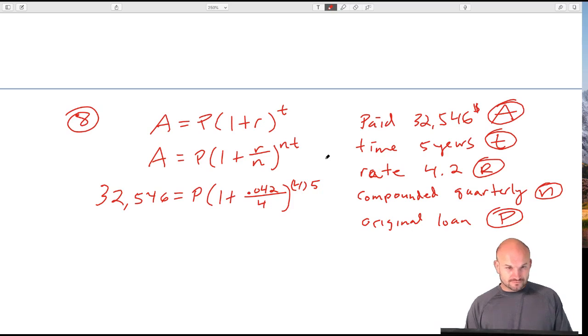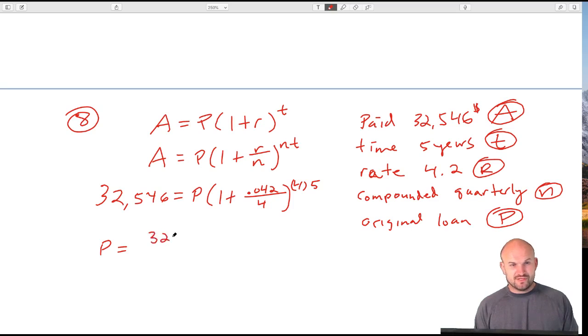All right. So then basically your P is just equal to this. So your graphing calculator, this is what you're going to plug in. 32,546 divided by 1 plus 0.042 divided by 4, raised to the 20th power.